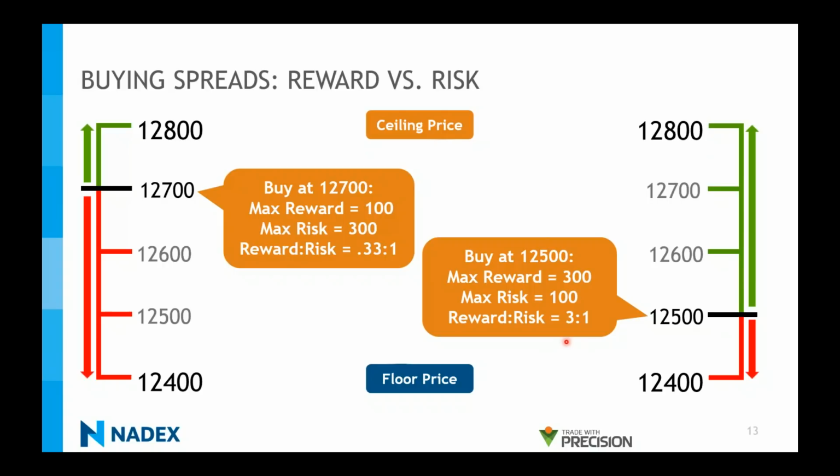So what's the big takeaway here? If I want to buy a market, I'm looking for a spread where I can enter very, very close to the floor of that spread, because then I have very little downside potential and much upside potential. If I want to sell a market, I want to sell this market as close to the ceiling level as possible, because once again, very little risk, much more potential to the downside.